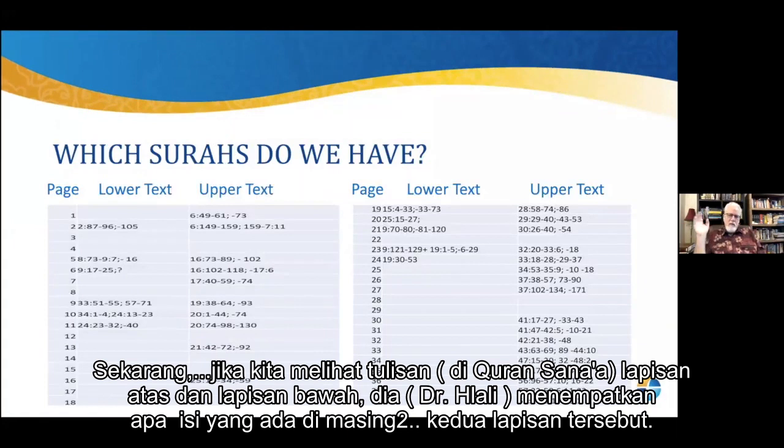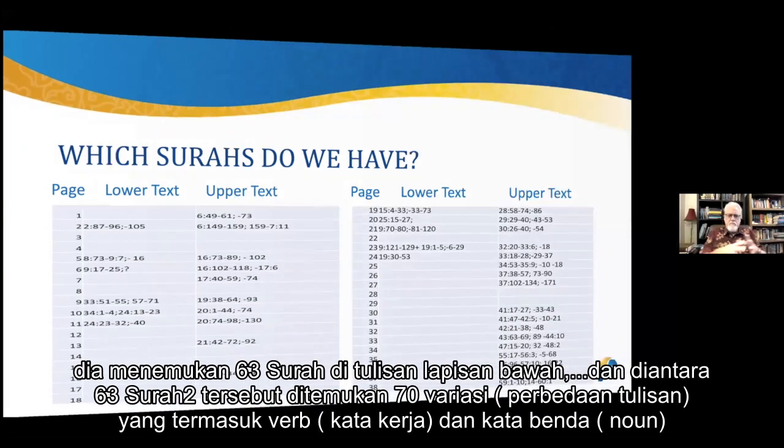Now, if you look at the upper and lower text, there you can see a graph that she put together of what exists in the lower text and what exists in the upper text.